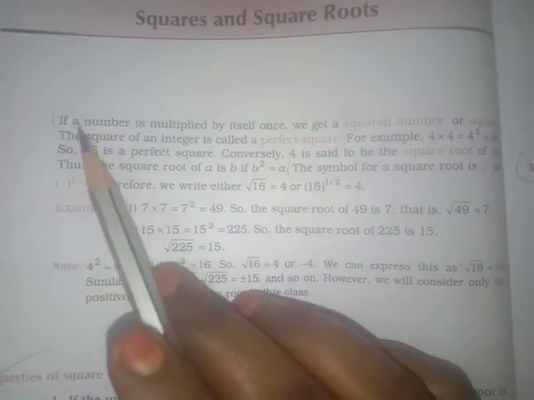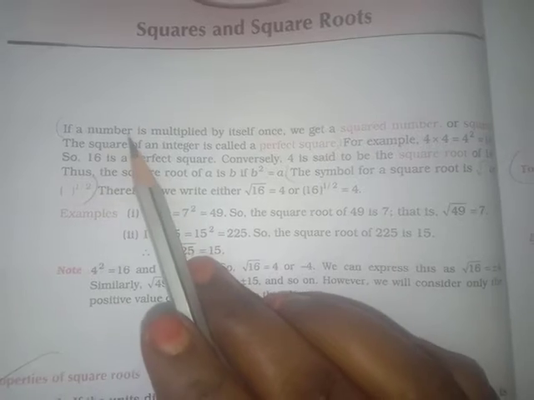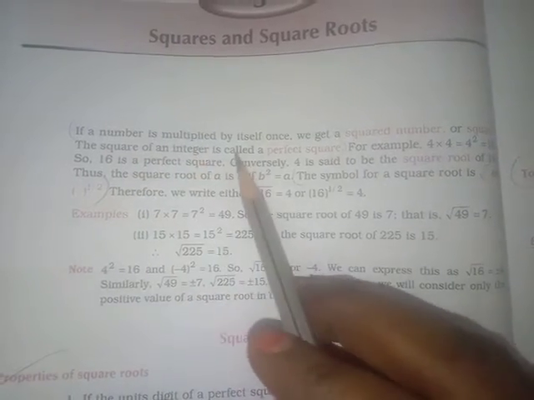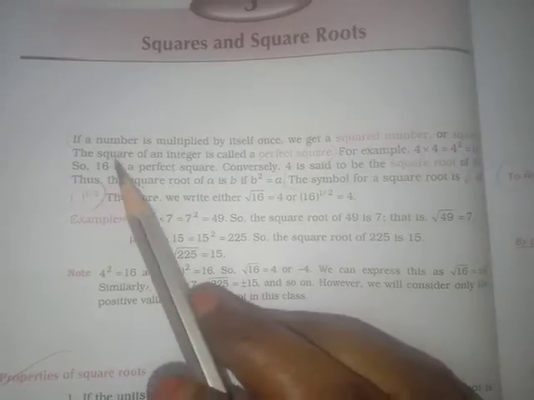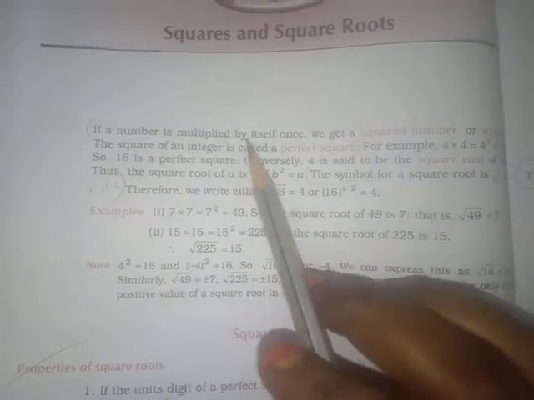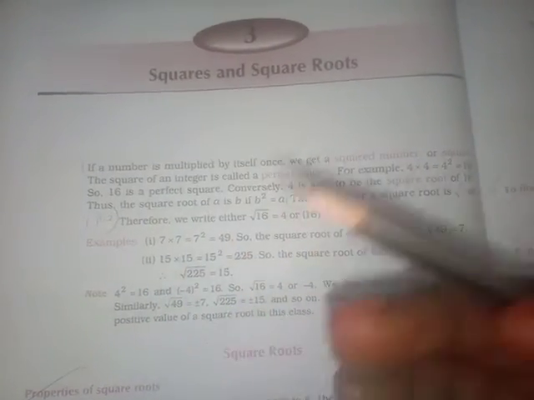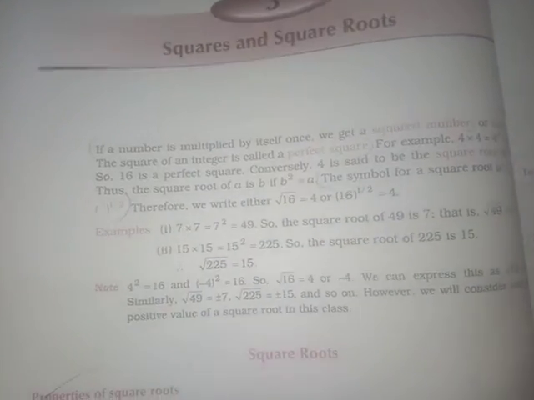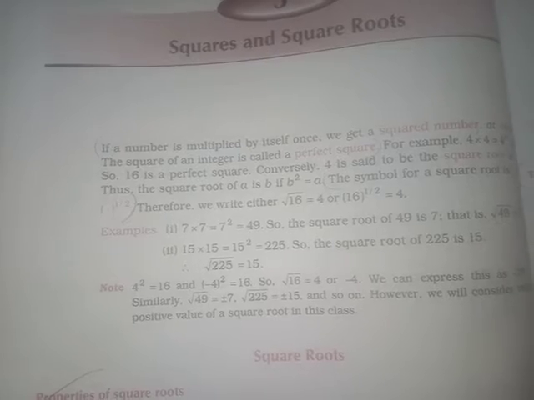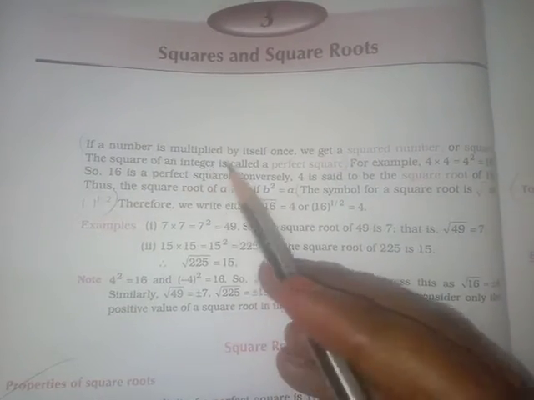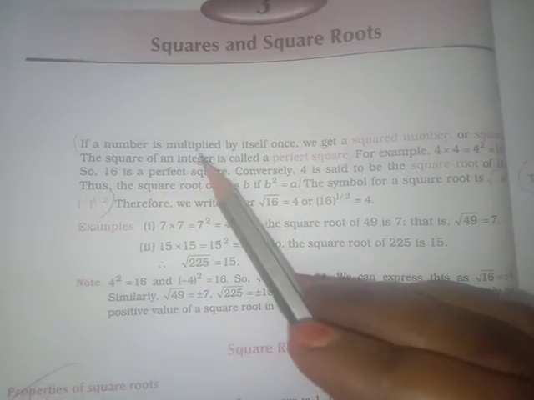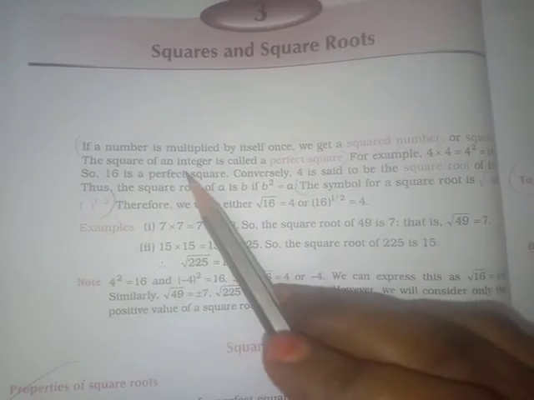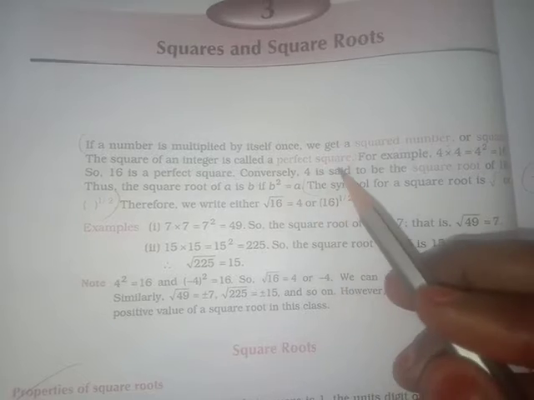First of all, a square is what you get if a number is multiplied by itself once. We get a squared number, or square. So one number is multiplied by itself, you get one answer. That answer is called a squared number, or otherwise called a square. The square of an integer is called a perfect square. That means the square of any integer is called a perfect square.